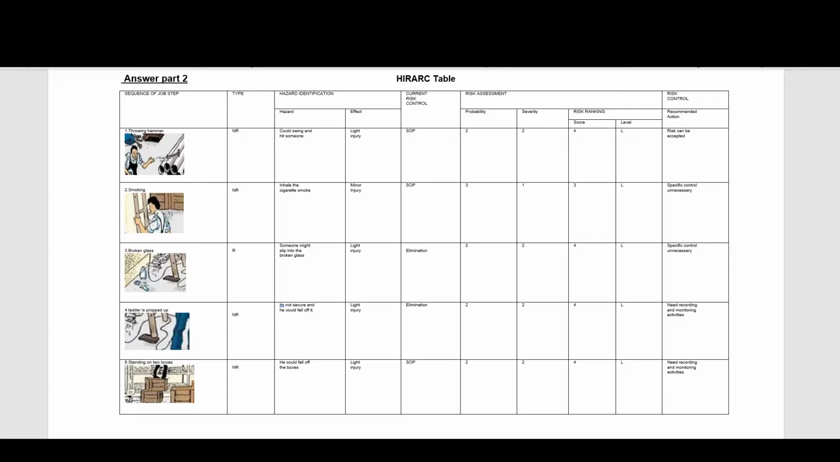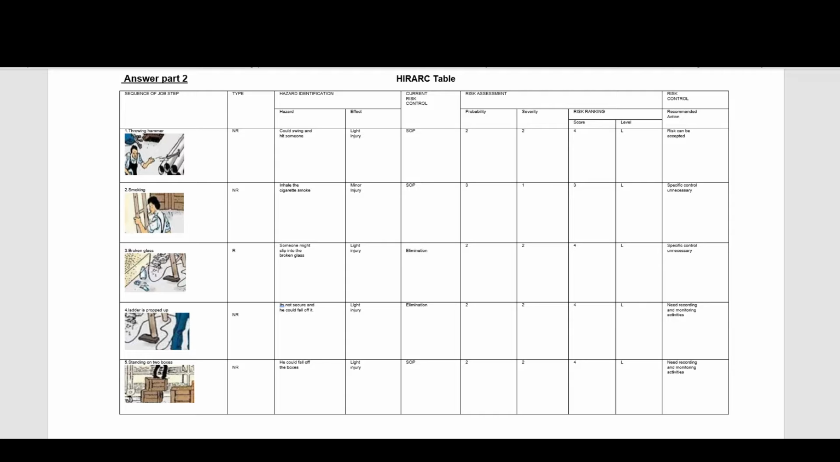The second situation is smoking, and this is a non-routine activity. The hazard is the other worker can inhale the cigarette smoke, and it can cause a minor injury. The current risk control is the standard operating procedure, and the probability is 3 and the severity is 1. So the score is 3 times 1, we get 3, and the level is L. The recommended action for risk control is specific control unnecessary.